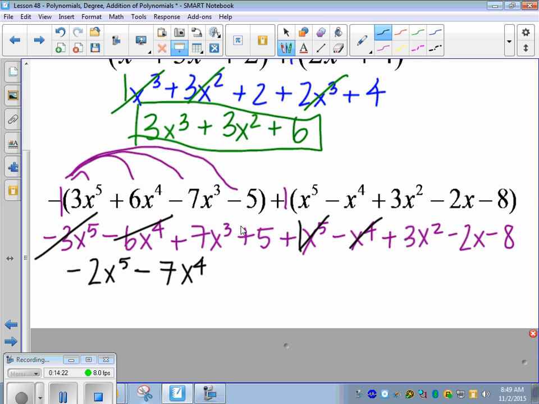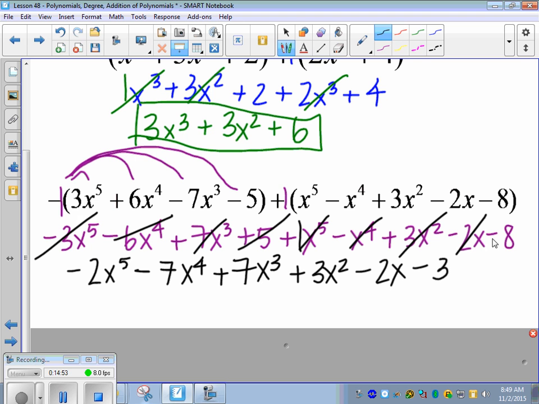Now I have an x to the 3rd here, and I don't have any x to the 3rds on this other side, so I'm just going to rewrite it because it doesn't have any friends to combine with. So it just stays the same. Same with this x squared. This is the only x squared I see, so I'm just going to rewrite plus 3x squared. And then minus 2x, I don't see any other terms with just an x on them. Minus 2x. Plus 5 minus 8 is going to give me minus 3. So just go in order as you're doing your adding and you'll be in good shape.